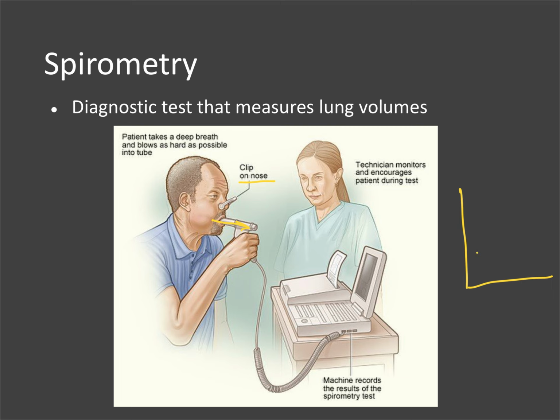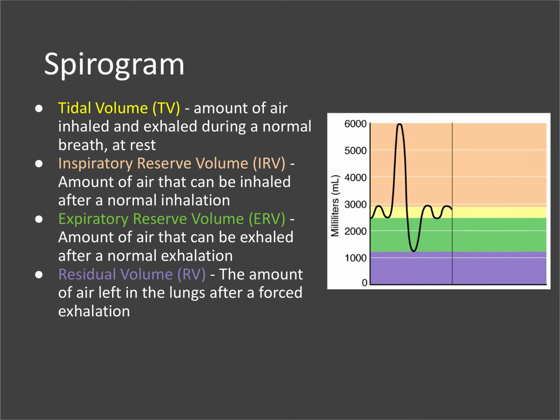So as the person inhales, the graph is going to go up. As the person exhales, the graph goes down. And it measures how much air is moving in and out of the lungs during these inhalation and exhalation events.